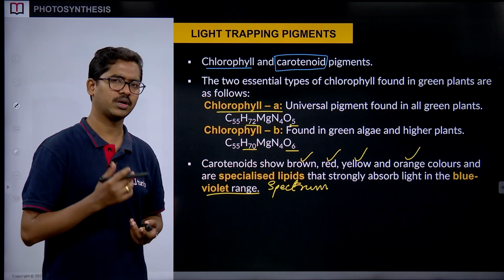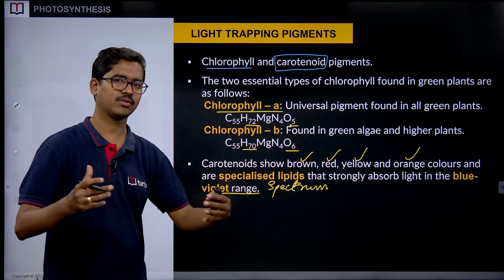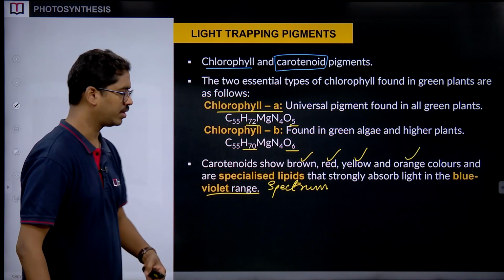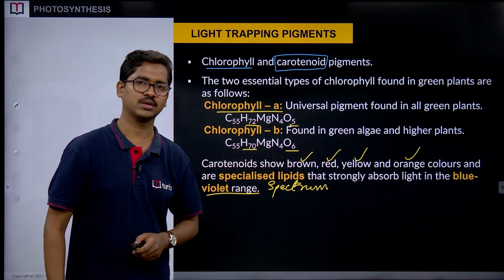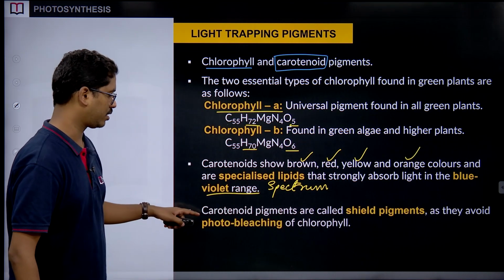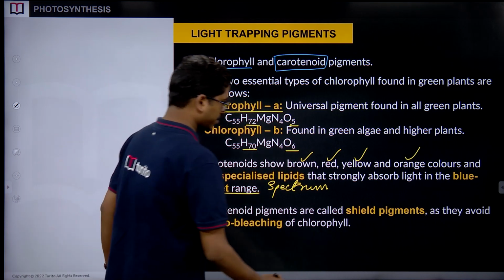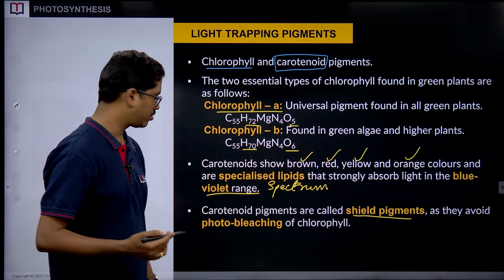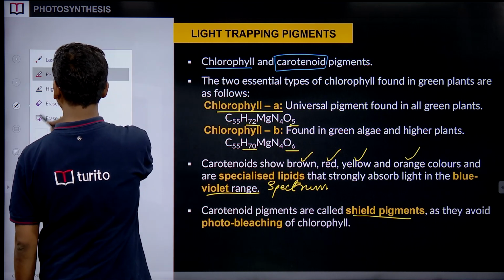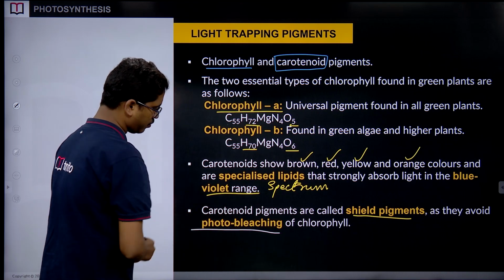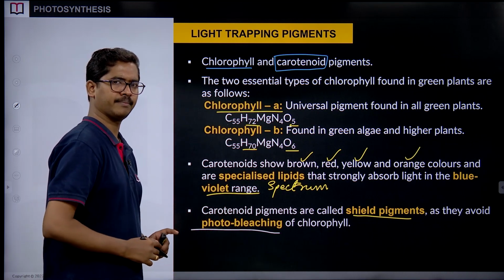Now, you must be wondering, all these years we learnt about chlorophyll being the light trapping pigment, but you come here and say that carotenoids are doing this function. That is a trick here. You have to understand something, children: carotenoids are shield pigments. Why are they known as shield pigments? Any guesses? They avoid photo bleaching, that is what it is given here.